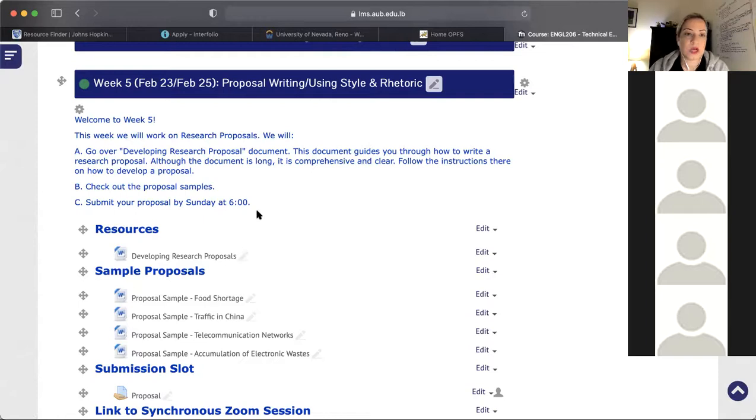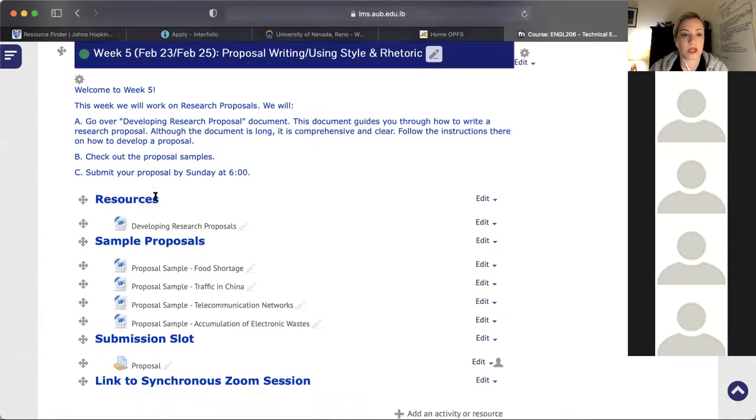And this guides you through how to write a research proposal. I'm going to go over some points of it today. Although the document is long, it's comprehensive and clear. Follow the instructions there on how to develop a proposal. It's 5 pages long and it's thorough, but it gives you a very clear idea of how to think of a proposal. And remember, it's one type of proposal. It actually gives you 3 different types to work with, but it sometimes depends on the company. Each company would give you a template to work with in terms of proposal writing.